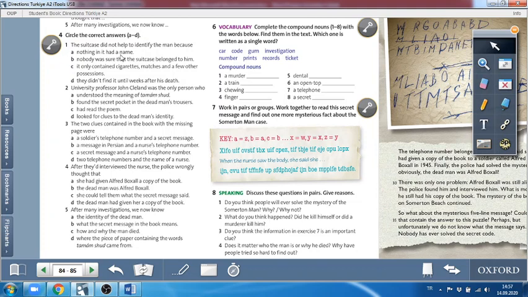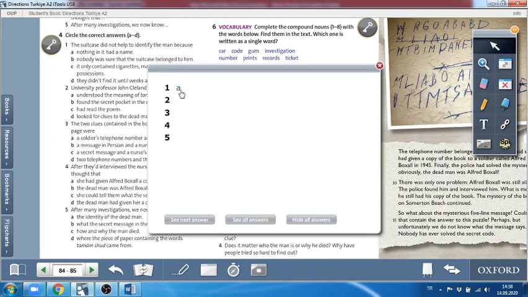Nothing in it had a name. Yeah, there was a suitcase but no name, huh? It's possible. Nobody was sure that the suitcase belonged to him. It only contained cigarettes, matches and a few other possessions. And they didn't find it until weeks after his death. A is the correct answer.